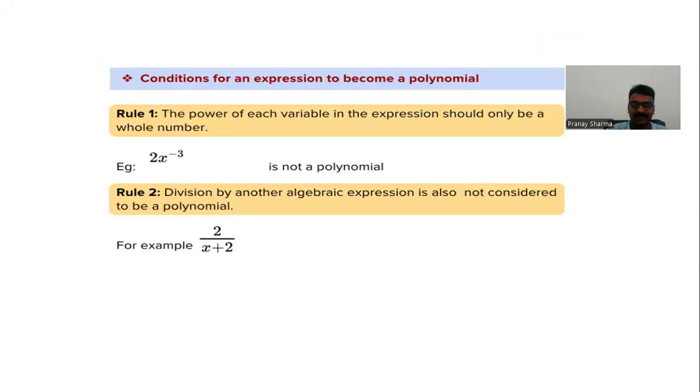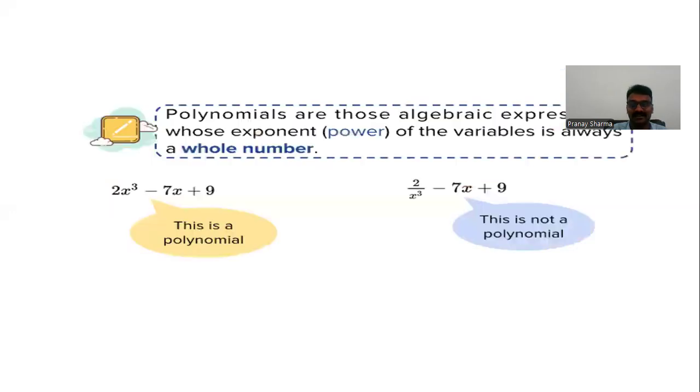Likewise, they have given an example as well, 2 divided by x plus 2. Again, this is not considered a polynomial. Ultimately, if you try to use exponents and powers, you can rewrite this as 2 into (x plus 2) to the whole power minus 1. Power should not be negative. So this goes against rule number 1 again, right? So that is not something that will be considered.